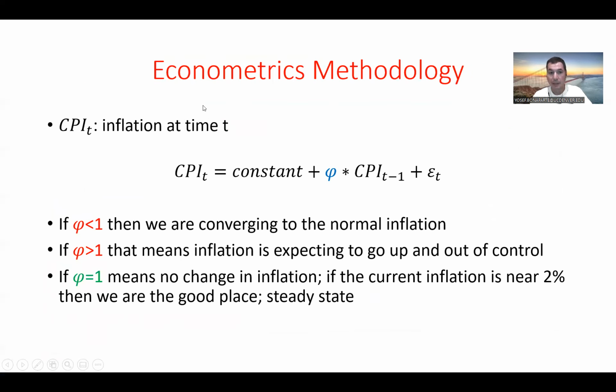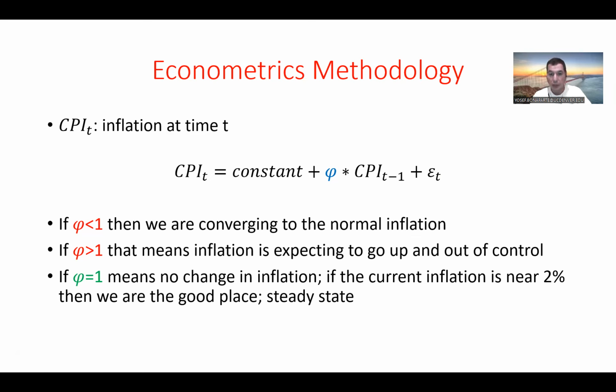So here is the econometrics methodology. It's an autoregression model, basically. But forget the big words and econometrics, we're going to simplify things. Inflation is CPI. Then inflation equals a constant plus phi multiplied by the inflation last period plus an error term. Now, if phi is less than 1, then we are converging to the normal inflation.